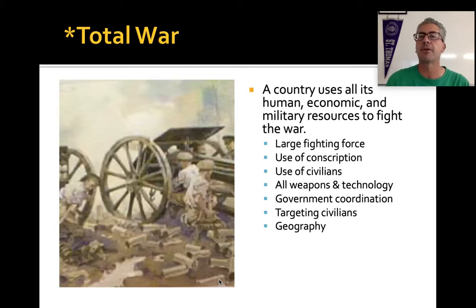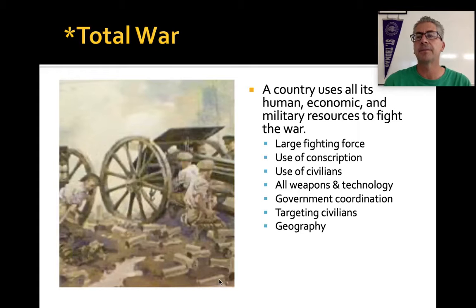Government coordination is a part of total wars as well. The government is going to make sure that all necessary resources and manpower is going to be used in this conflict, and so they're going to coordinate that, whether it's through agencies or executive orders, but the government is going to be greatly involved here.